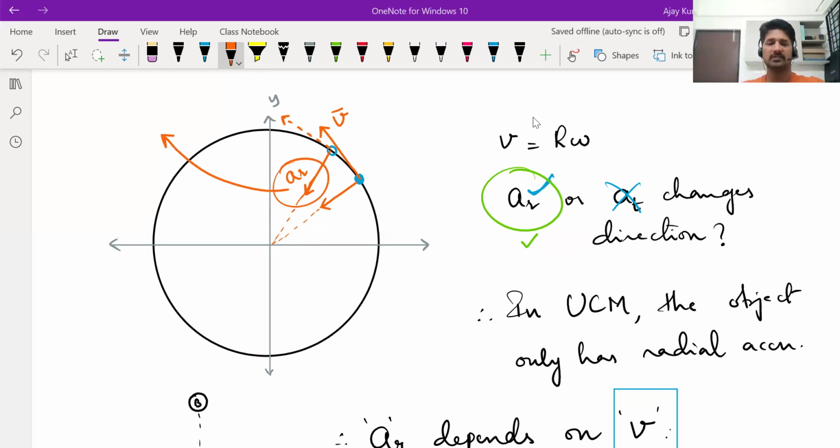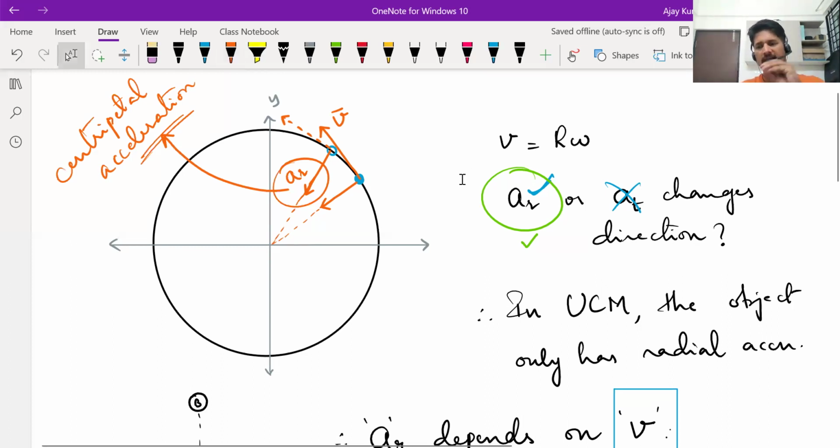Acceleration directed towards the center, what is it called? Okay, maybe you all didn't hear about it. It's called centripetal acceleration. Centripetal means something directed towards the center. There's an opposite also, centrifugal, a vector directed away from the center. We'll not talk about it now.